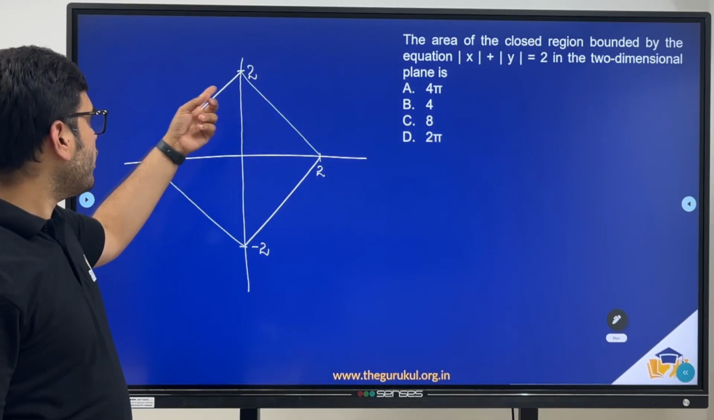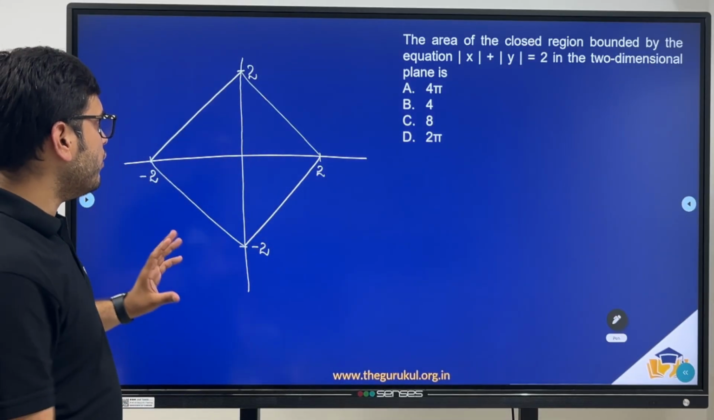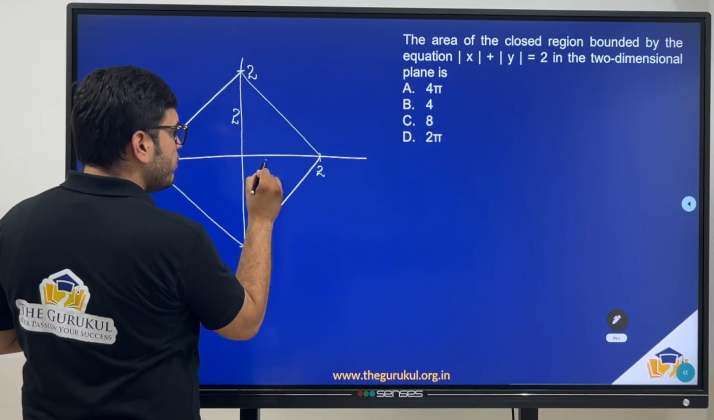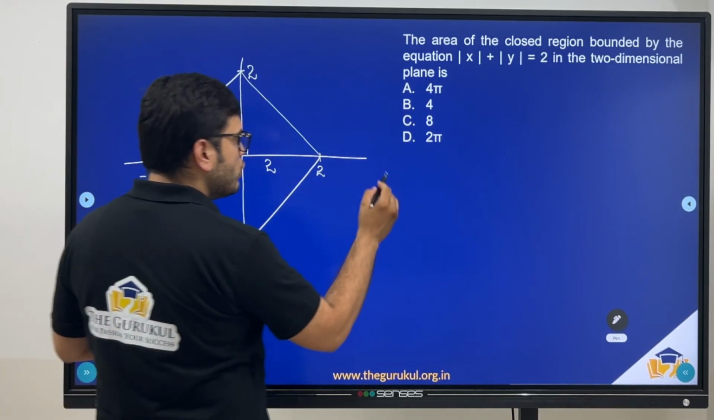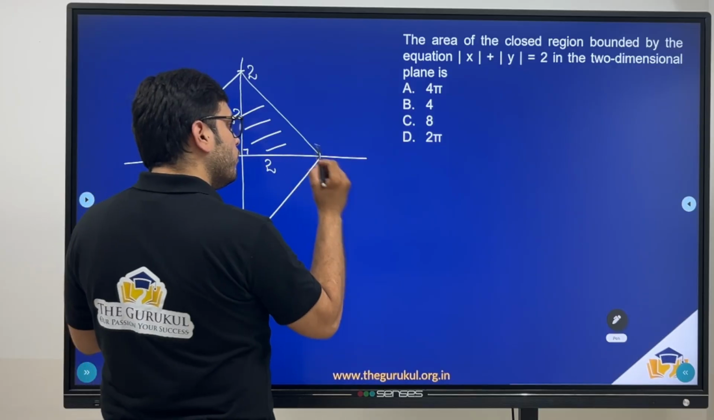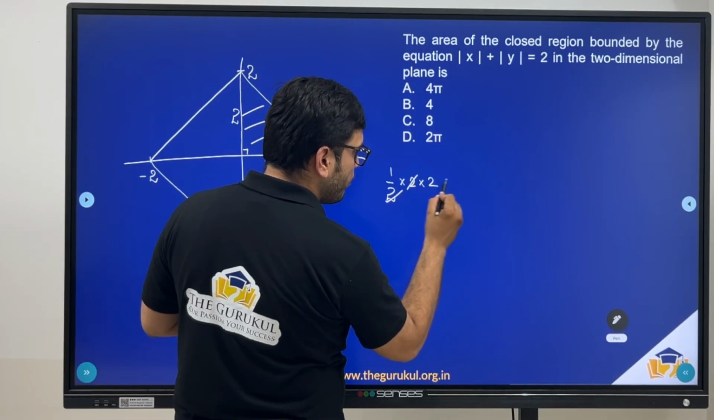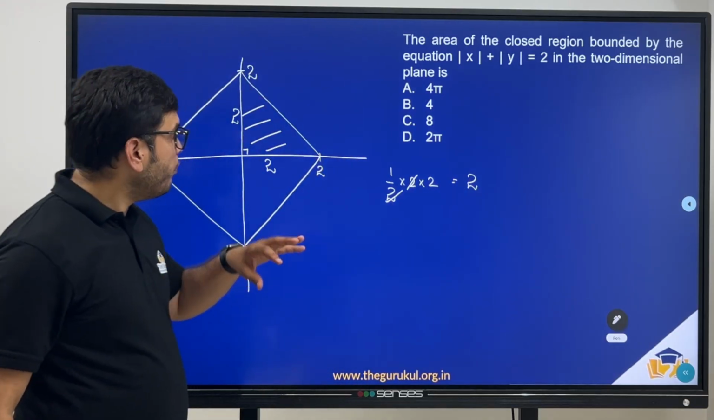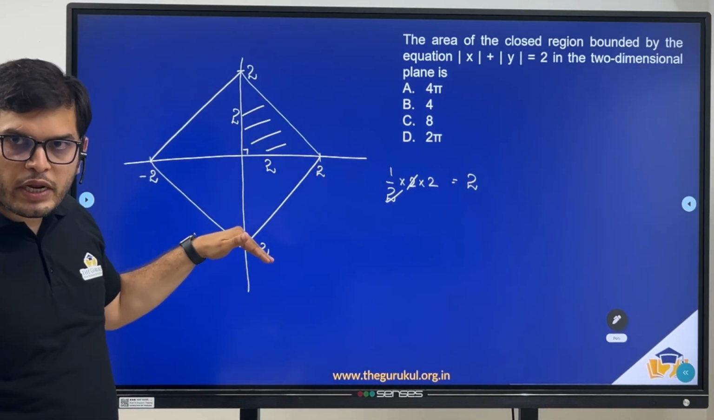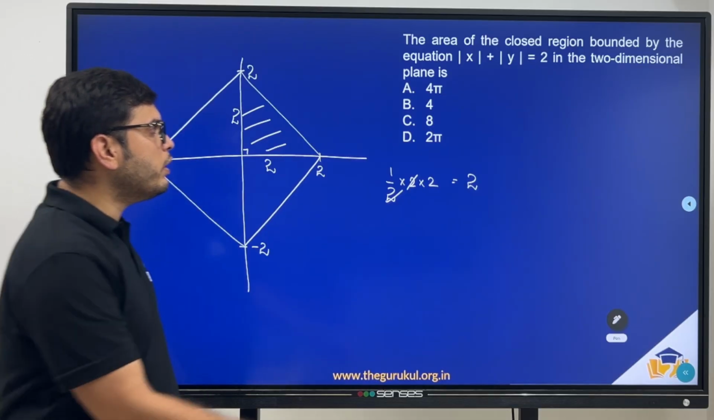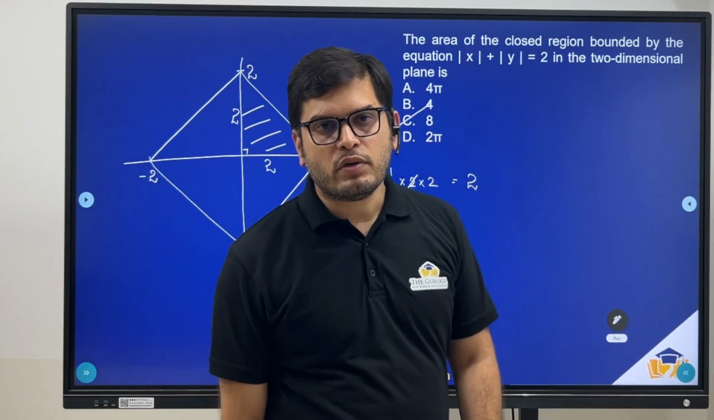Now what was asked? We are asked to find the area bounded by this. So this is 2 units, this is 2 units, 90 degrees. So the area of this triangle will be half into 2 into 2, which is nothing but 2 square units. Now how many such triangles do we have? We have 4 such triangles. So the area of the region bounded should be 8 square units.